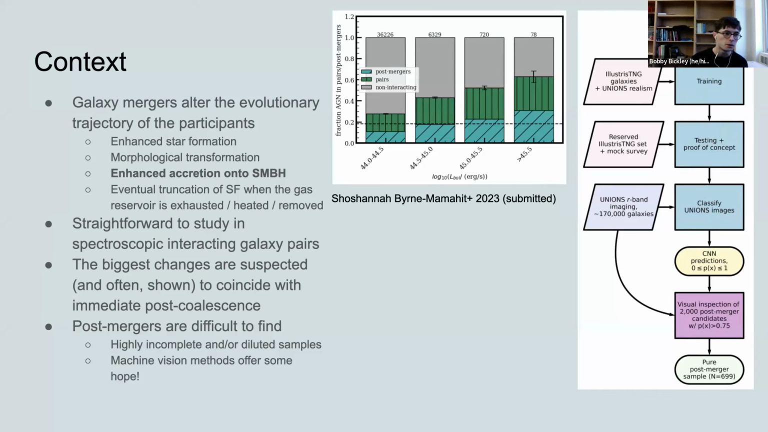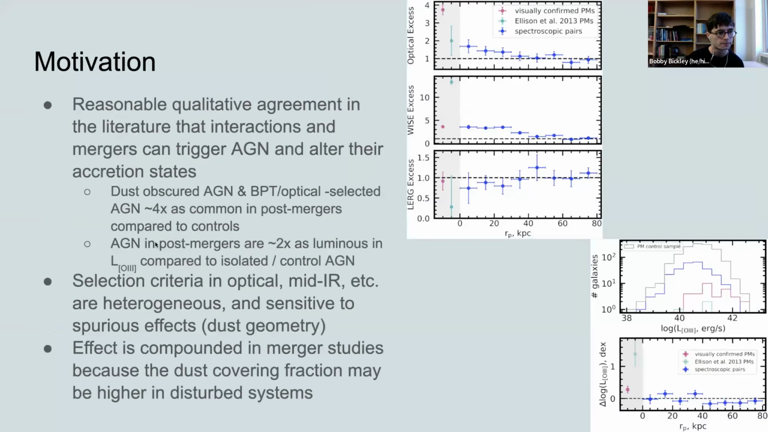We particularly use r-band imaging from the Canada-France Imaging Survey. And we classify those galaxies. We look at the galaxies that get the highest machine vision predictions of post-merger status. And then we visually inspect, or basically clean, the sample by eye. And so in CFIS, we ended up with just shy of 700 galaxies. And this is actually not the sample that I'm using for this paper, and I'll tell you about that in a couple slides as well.